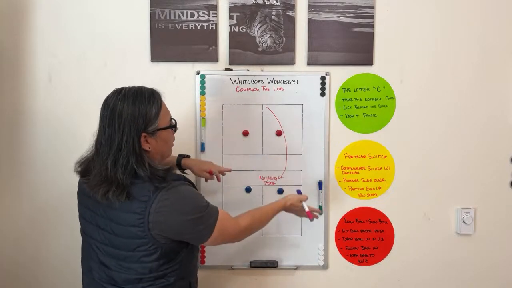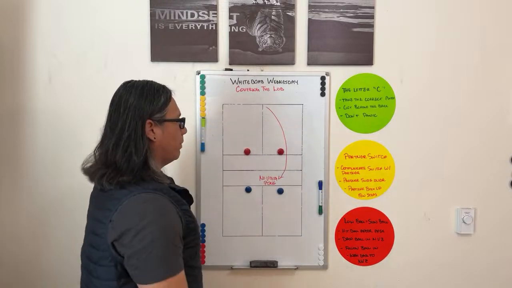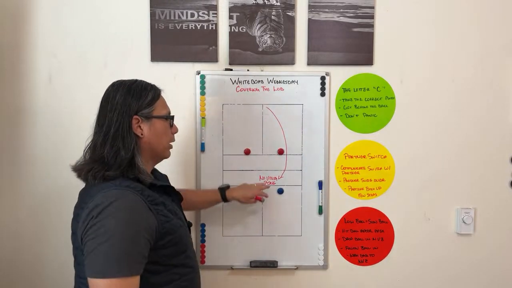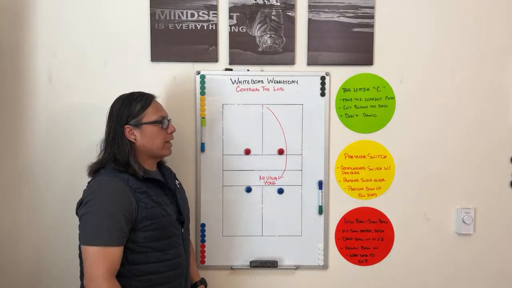And then again, when the ball comes back, drop it in the no volley zone and work your way all the way back up to the no volley zone on your side. Okay, so that is it.